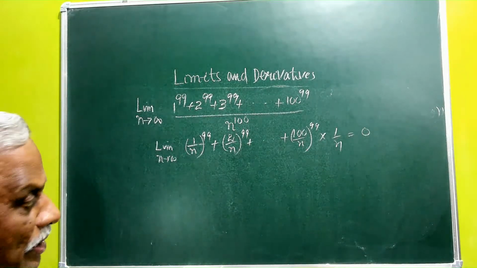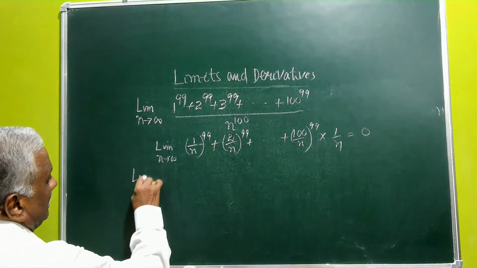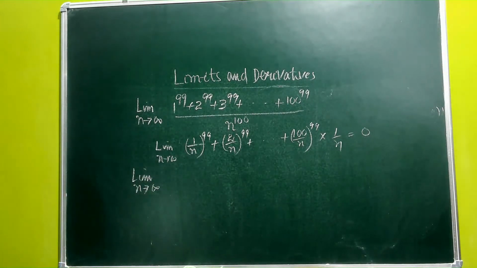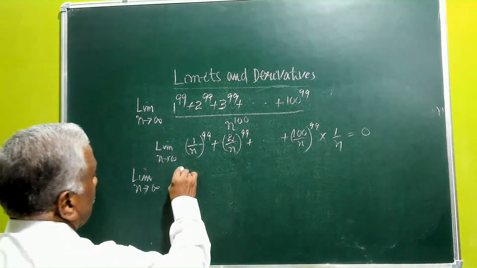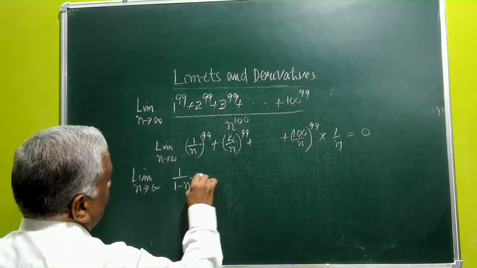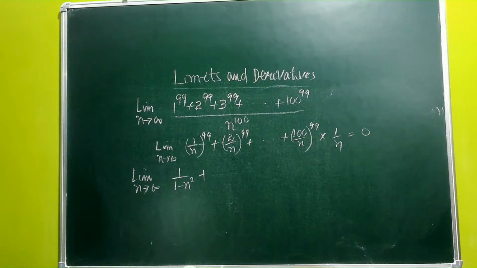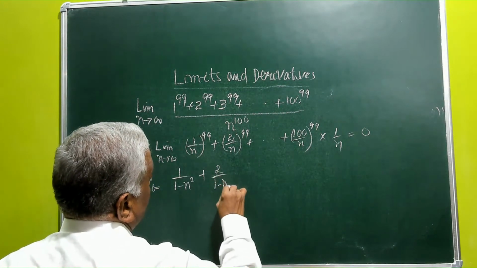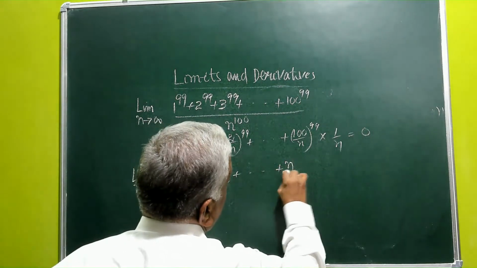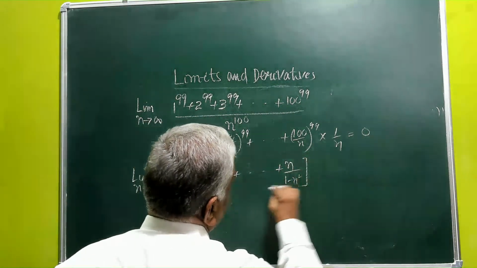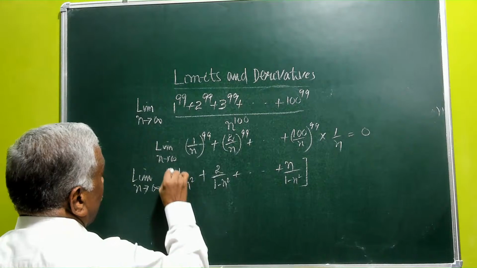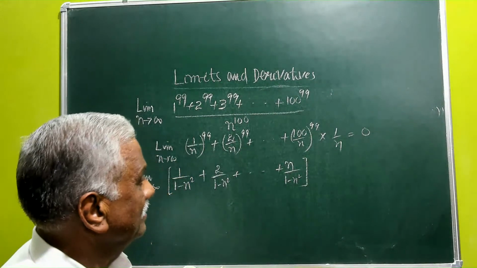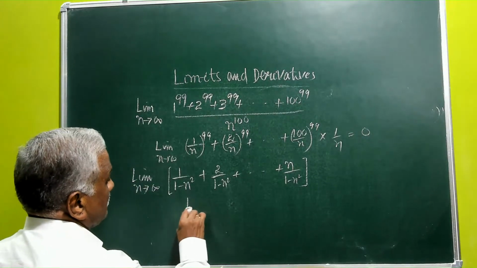There's one more problem similar to this. Limit n tends to infinity of 1 over 1 minus n square plus 2 over 1 minus n square, etc., n over 1 minus n square. These are all standard problems. They are normally repeated in examinations and they're not difficult. Only thing is to understand what the problem is.